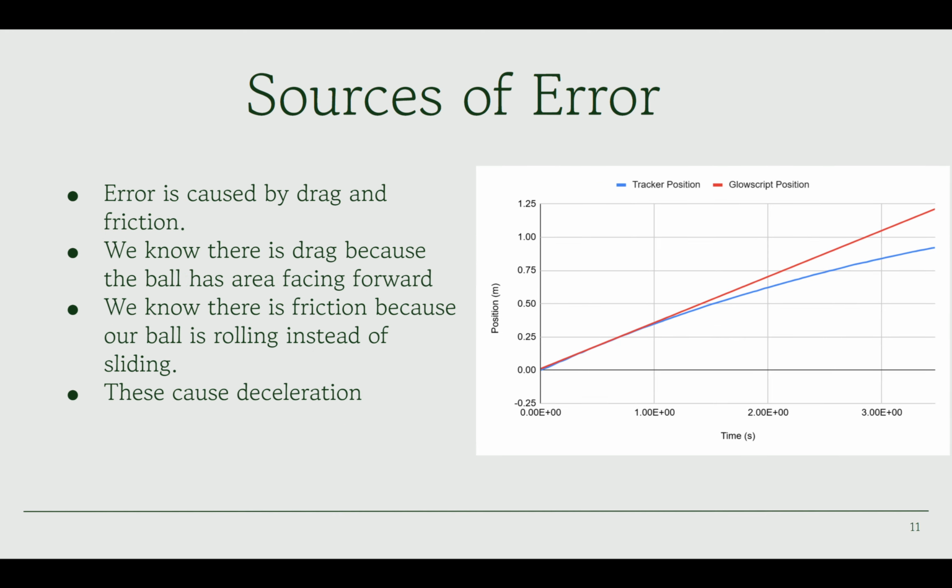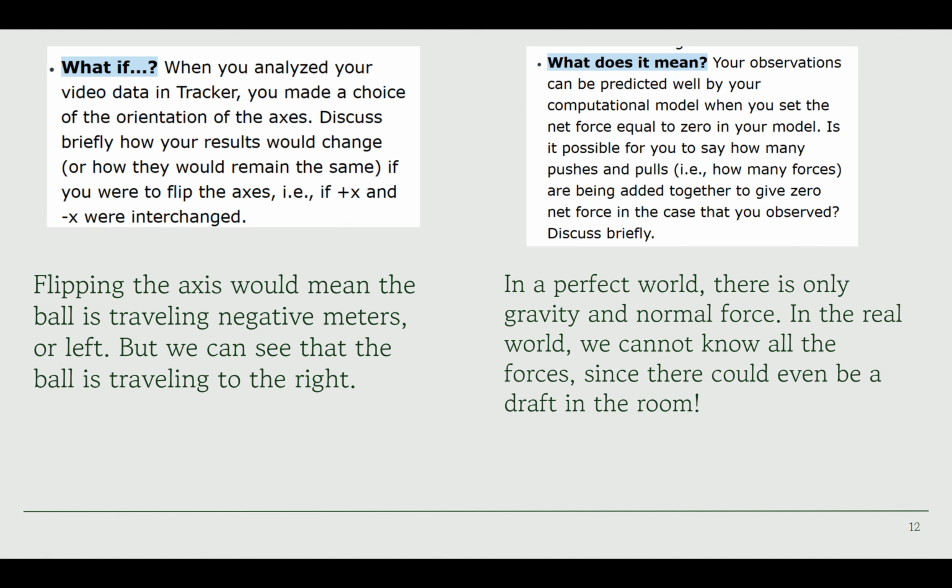The sources of these errors. The error is caused by drag and friction. We know there is drag because the ball has area facing forward. We know there is friction because our ball is rolling instead of sliding, and these cause deceleration.